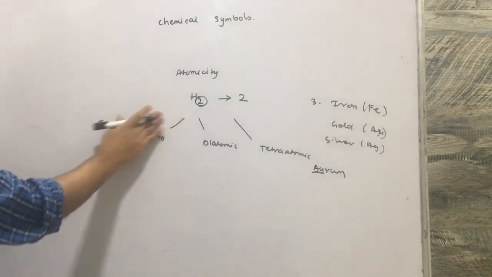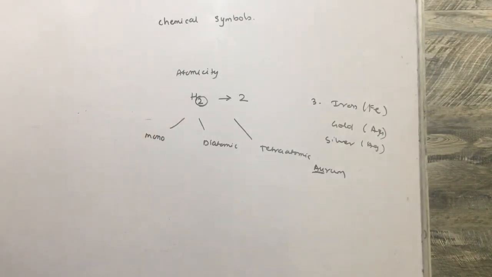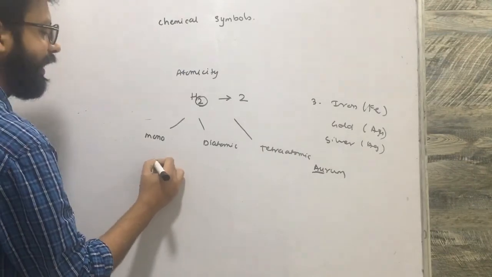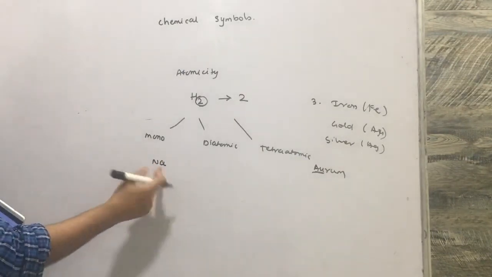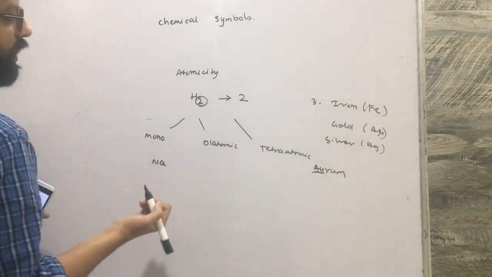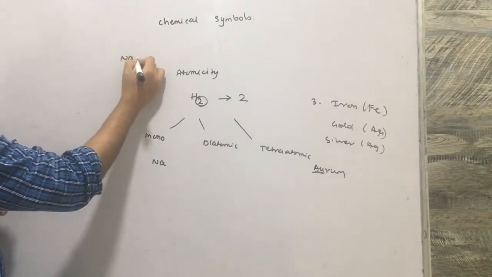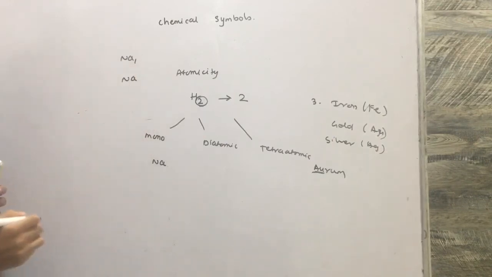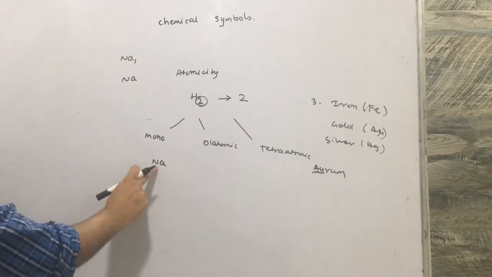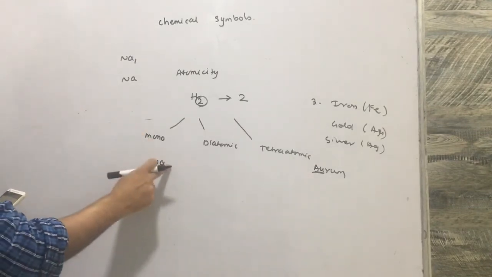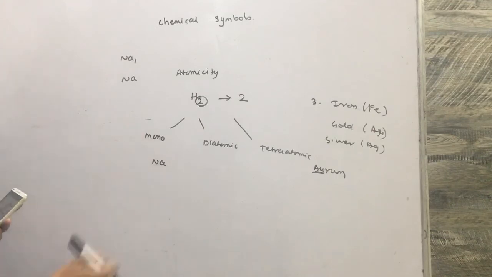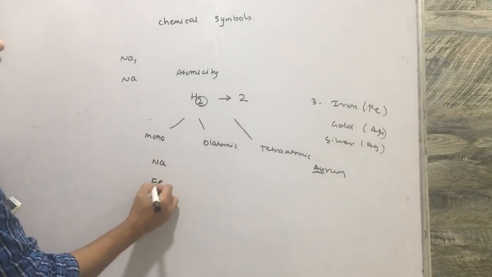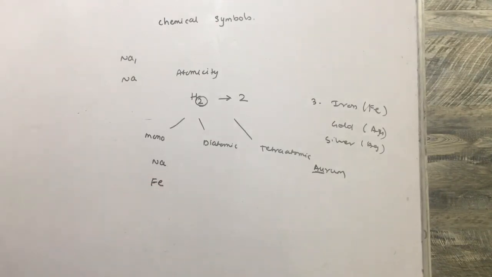A monoatomic molecule has only a single atom. For example, sodium has no number, it has only one atom. You should not write Na1, you should directly write Na. So its atomicity is 1. If the atomicity is 1, we call it a monoatomic molecule. One more example is iron, whose atomicity is also 1.